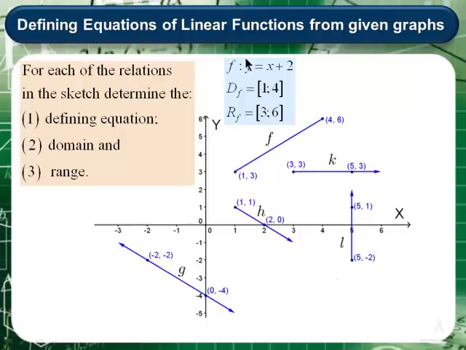You should be able to find the defining equation. Quite easy to find the gradient. Remember, the gradient is delta y over delta x. And then you know that the equation is y equals mx plus c, because you know m. Then you can substitute in any point and find the value for c. I'm not going to do it. Clearly the domain is the closed interval from 1 to 4, while the range is the closed interval from 3 to 6.